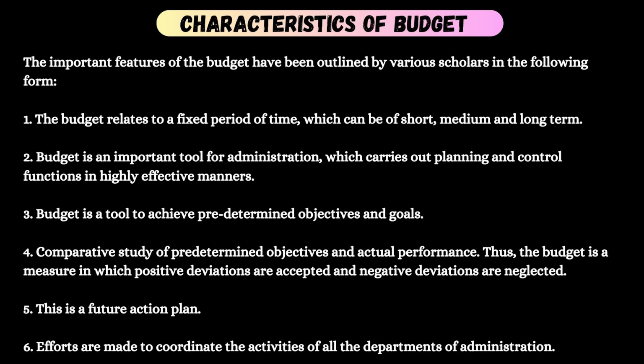4. Comparative study of predetermined objectives and actual performance. Thus, the budget is a measure in which positive deviations are accepted and negative deviations are neglected. 5. This is a future action plan. 6. Efforts are made to coordinate the activities of all the departments of administration.